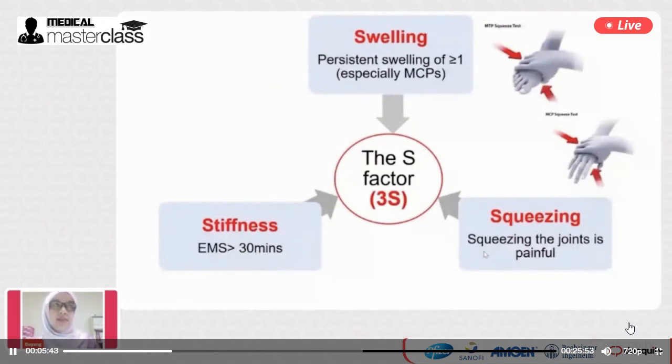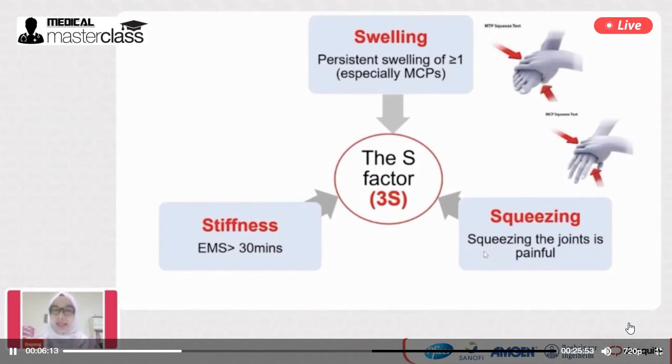So the S factor. The S factor is actually the three S factors that we usually ask for screening in inflammatory arthritis. Number one is swelling. Do you have persistent swelling over more than one joint? This is especially at the small joints of the hand or feet, particularly the metacarpophalangeal joint.